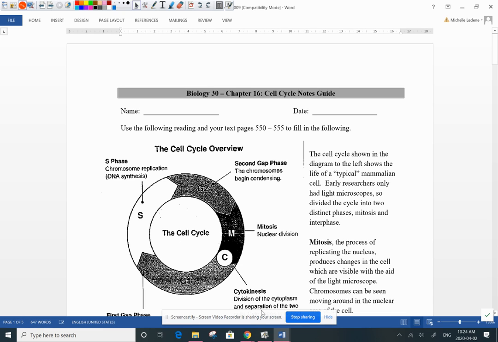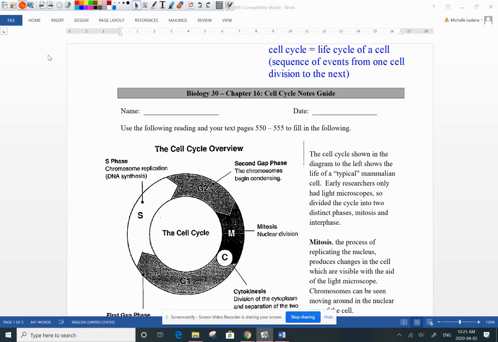Good morning, Bio30s. Today we are moving on to the cell division part of our reproduction and development and cell division unit, and we're going to be discussing the cell cycle. So here I have for us our cell cycle notes guide. And well, what is the cell cycle?